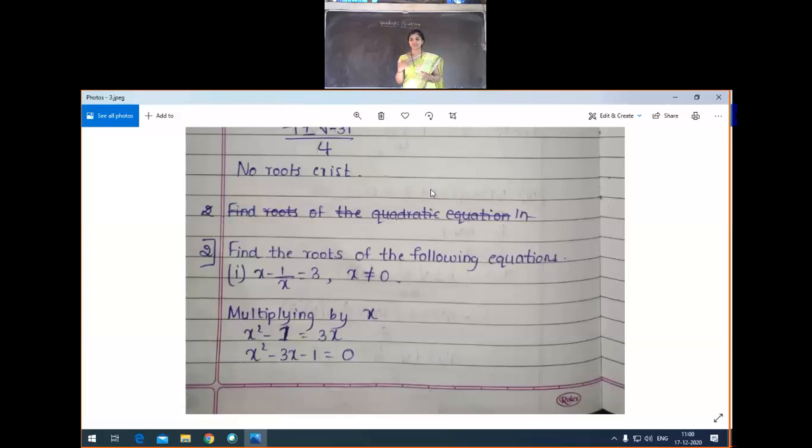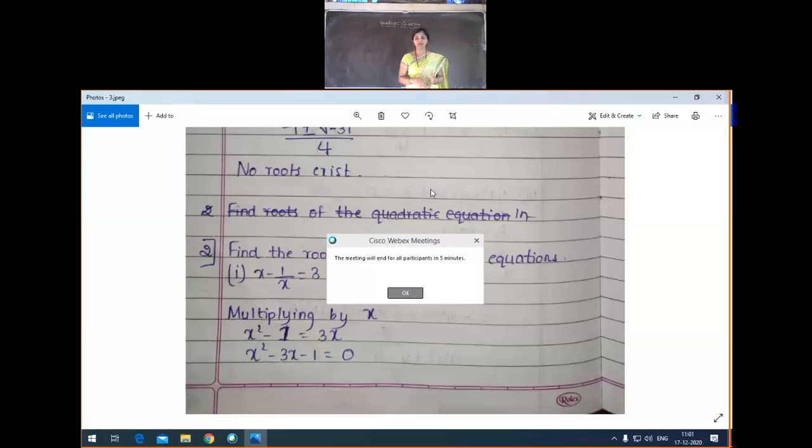Okay, so we are skipping these problems because we have worked out the first main using the quadratic formula only. Actually, in the textbook, the first main heading is find the roots of the following quadratic equations, if they exist, by the method of completing the square.